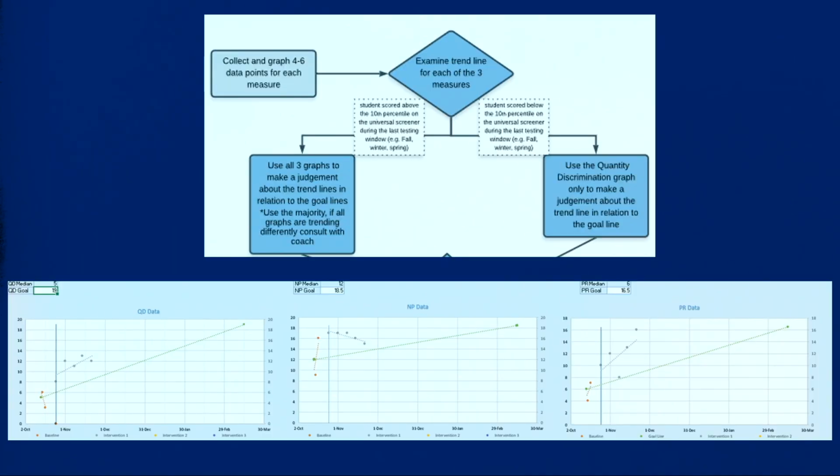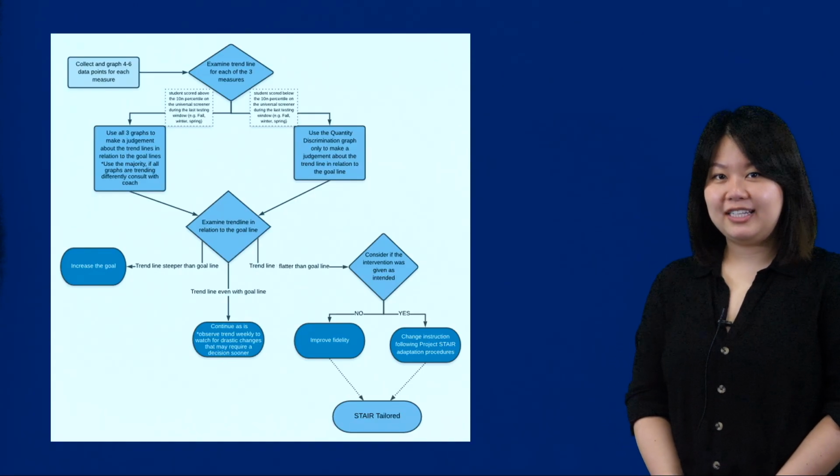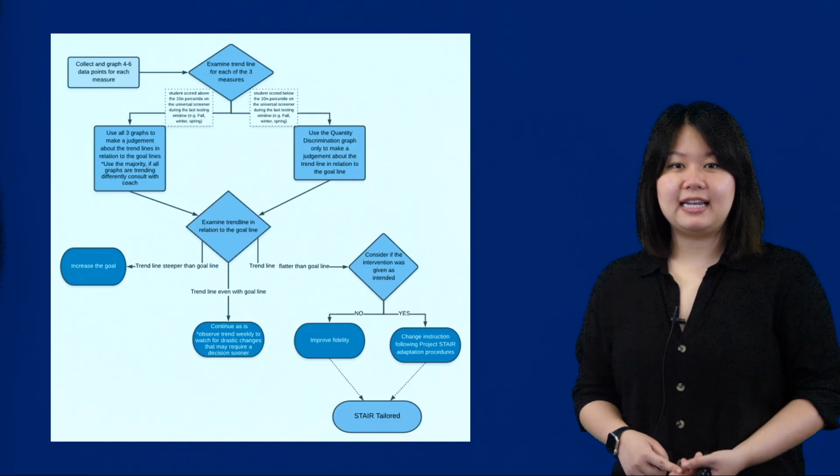Here we can see that this student, Johnny, has baseline data in the orange, and that using the median baseline score, a goal has been set for each measure, for QD, MP, and PR, which is shown by the green goal line. The student has 5 data points at this time, shown in gray, making this an appropriate time to make a decision. Following our decision flowchart for Johnny, we've ensured that we have 4 to 6 data points.